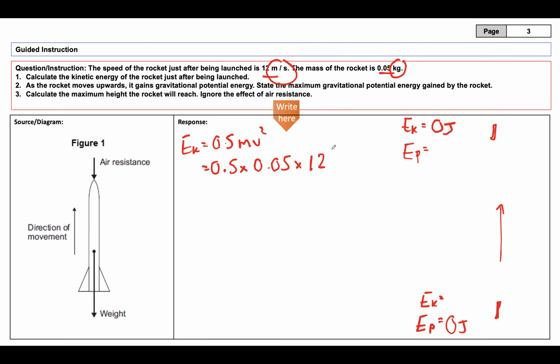Times 12 squared. And again, never try and do stuff in your head. In a science exam, always use your calculator. 0.5 times 0.05 times 12 squared gives me 3.6 joules.